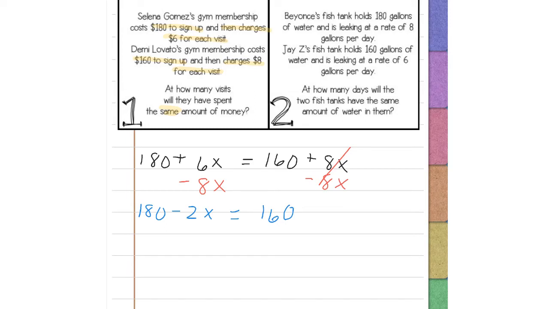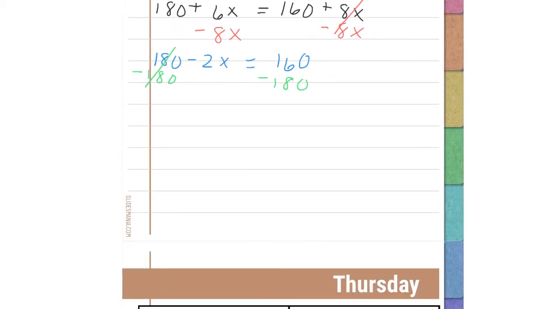Now I need to get all of my numbers to the other side. So I'm going to go ahead and start with that 180. What is the opposite of positive 180? Well, that is negative 180. 180 minus 180 reduces to 0. And then I have to do it to the other side as well. Then I'm left with negative 2X. Don't forget about your signs, okay? And then 160 minus 180 is negative 20. Now, I almost have all of the numbers on one side.